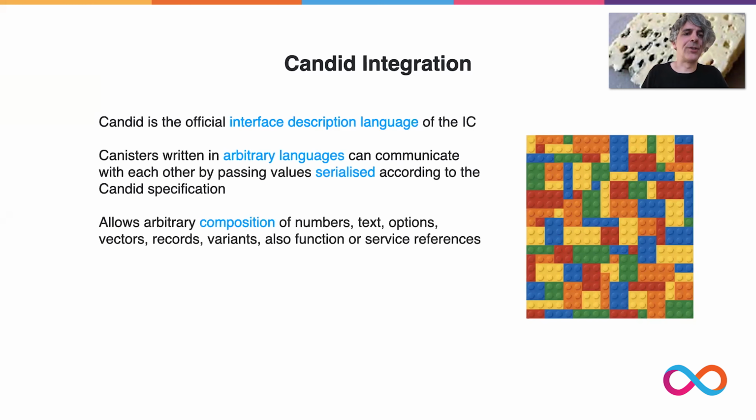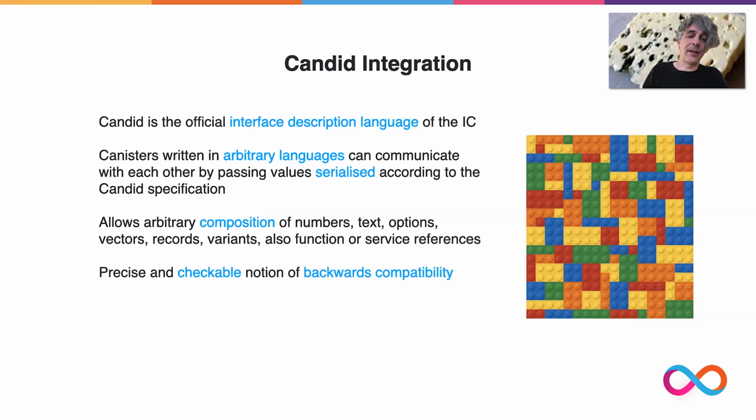It doesn't make assumptions about what the canisters are written in. It basically allows you to define an interface with functions, and these functions can operate on data. This data can be composed from various things like simple numbers, but also more complex things like records, variants, and vectors. It even allows you to put in higher order things like function references, or even entire canisters, which are called services in the Candid syntax.